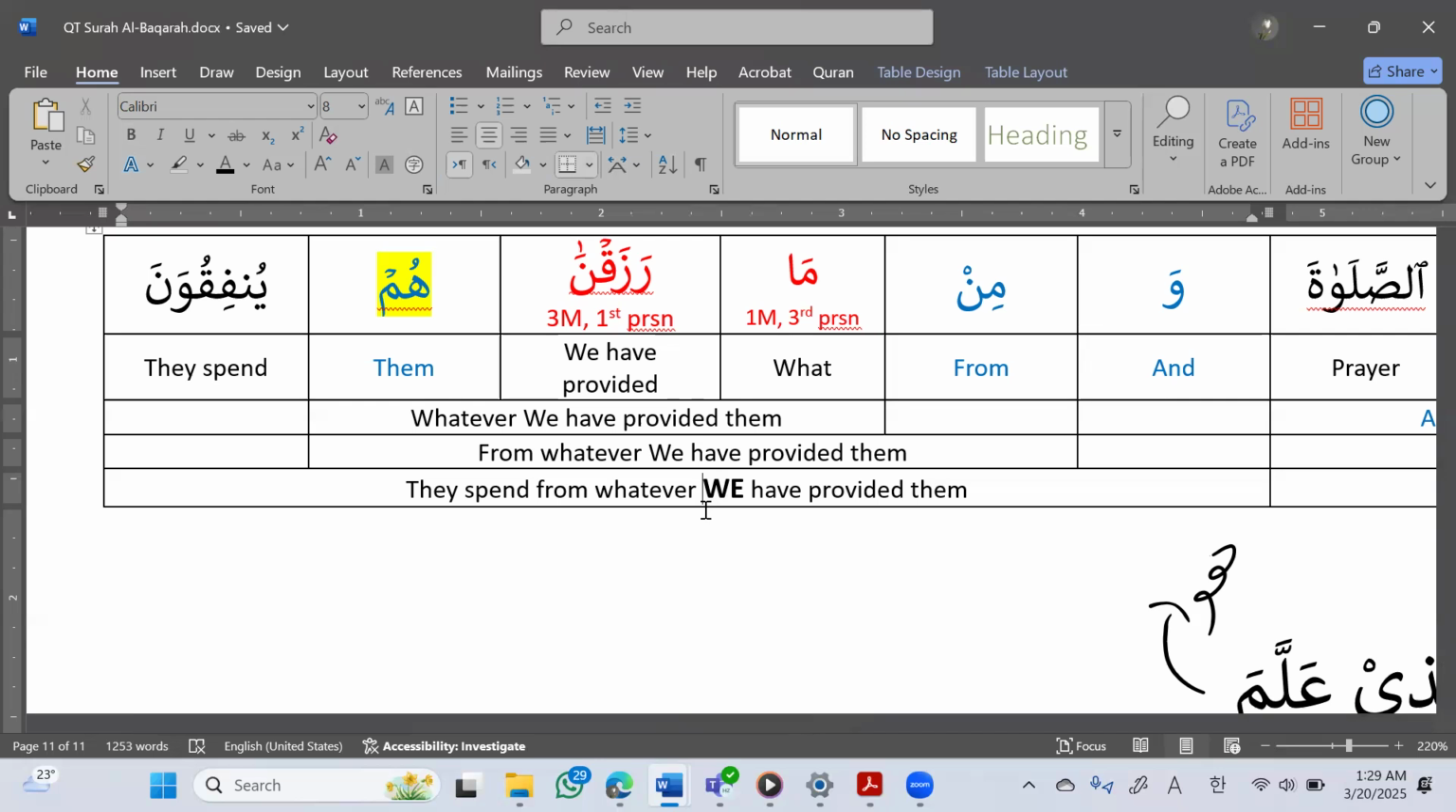Okay. Thank you. You're welcome, mashallah. That's an amazing insight. And then, what is this muta'alliq bil fi'il muqaddam? In this case, we can say it emphasizes the provider. So they spend from whatever no one else, meaning only Allah, has provided them. So is this okay?